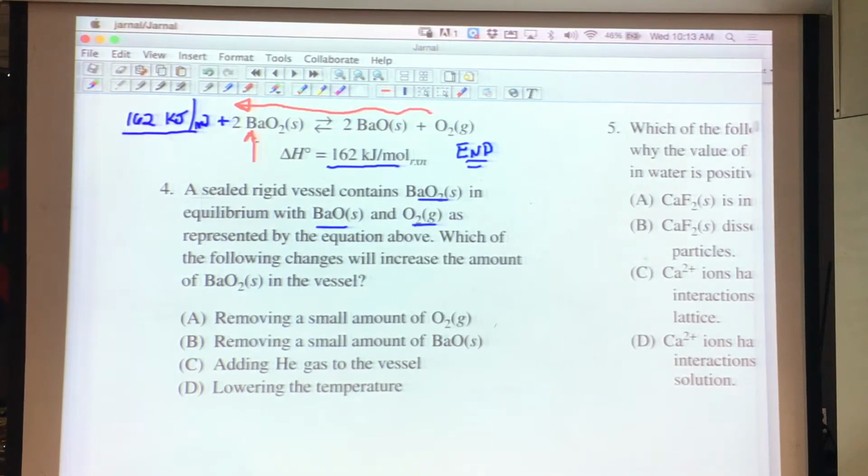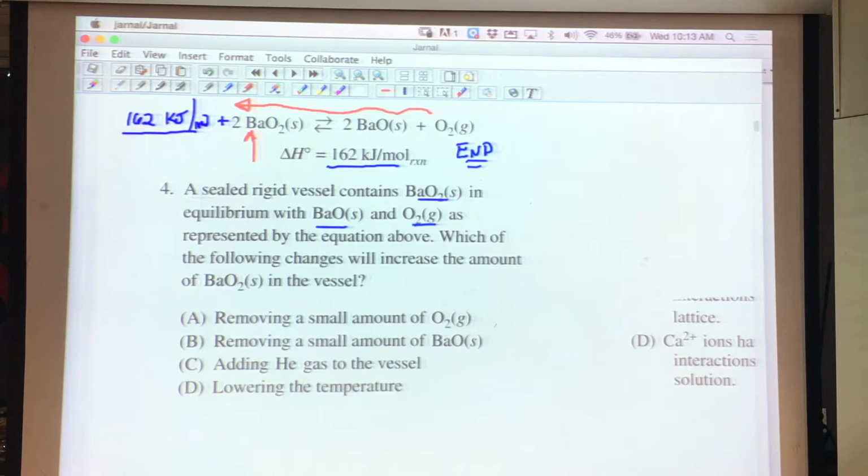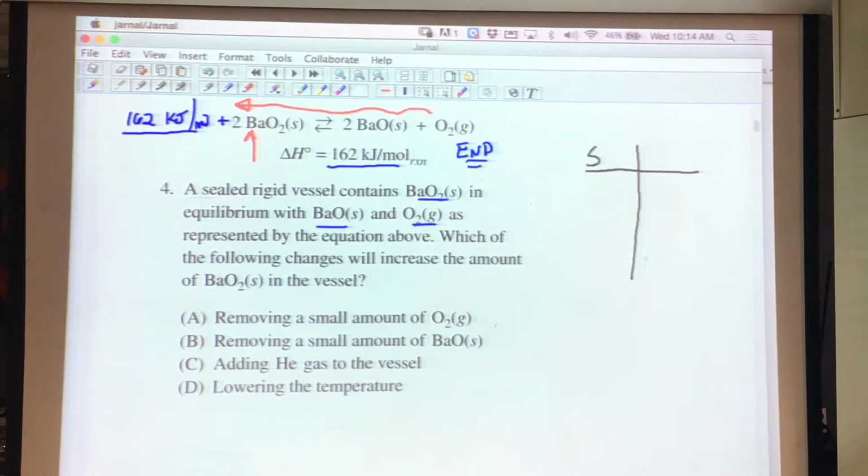So now what is going to do that? This, my friends, is a Le Chatelier's question. And when you're doing a Le Chatelier's question, I really would ask you to do it this way, because it's an easy question to get right, and an easy one to get wrong. Here's what I do. I write myself a little chart. I put my stress here. I put my response here.